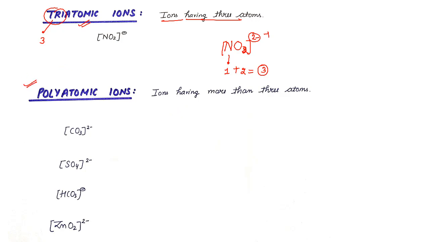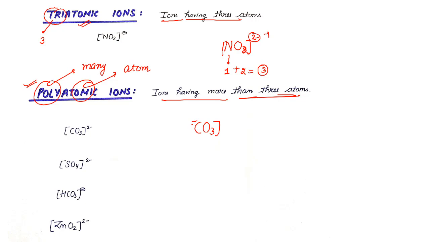And the last category we have is polyatomic ions. Poly means many. Atomic means atoms. So if there is any ion having more than 3 atoms, we will call all of them polyatomic ions. For example, I have written the first formula CO3 2 minus. How many carbons are there? 1. How many oxygens are there? 3. So how many total? 4. 4 is greater than 3. So CO3 2 minus is known as a polyatomic ion. Similarly, SO4 2 minus, 1 sulfur, 4 oxygen, making a total of 5, polyatomic. Similarly, 1 hydrogen, 1 carbon and 3 oxygens. So 3 plus 1, 4 plus 1, 5.